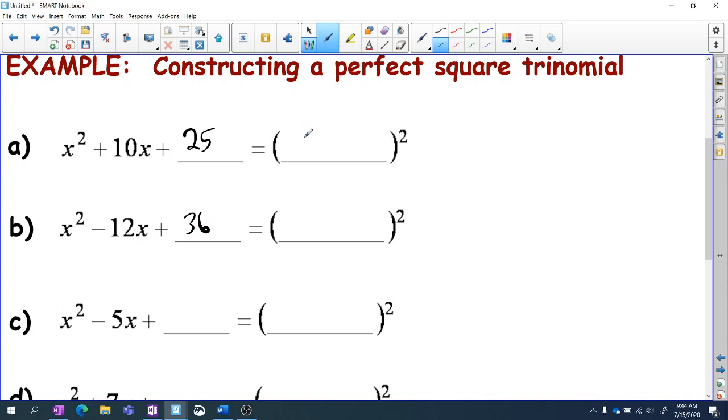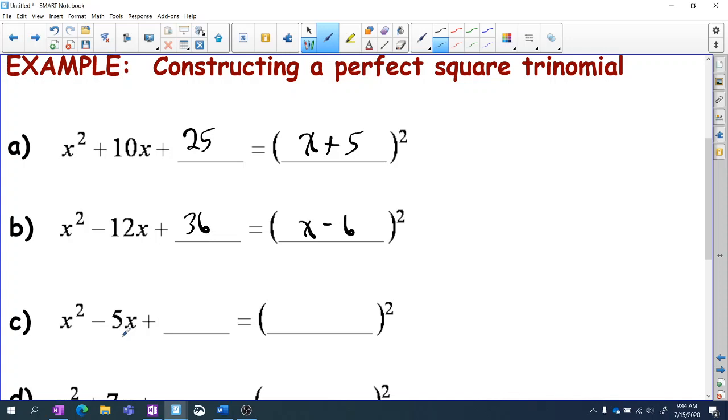Well, let's go up here. To factor that, it would be (x + 5) in brackets squared. The square root of this is 6, the square root of this is x. Multiply and double, you get your 12. So it's (x - 6) squared. This one's a little tougher. It's going to be 25 over 4.